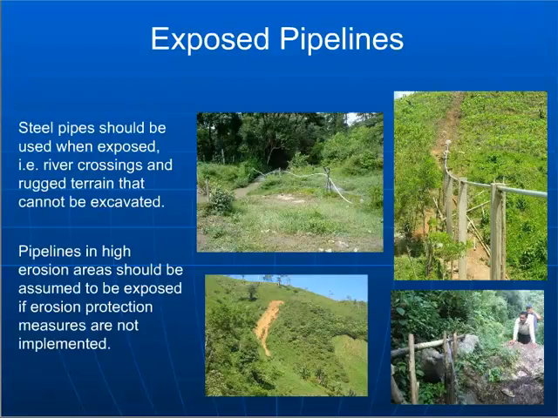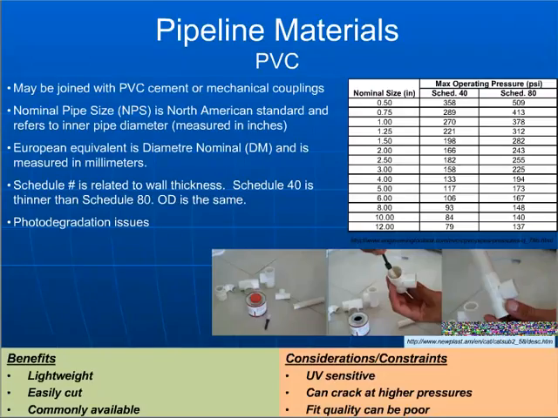So if you're using steel pipe, make sure that you either have the tools you need to cut the threads when you arrive in your community, or that you've made all of the appropriate threadings and connections when you purchase the pipe. Again, here are some examples of exposed pipelines, where you would definitely want to include a steel pipe and not use plastic pipe.